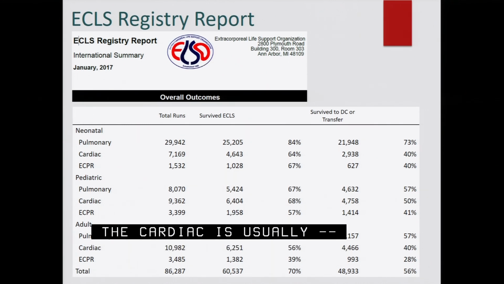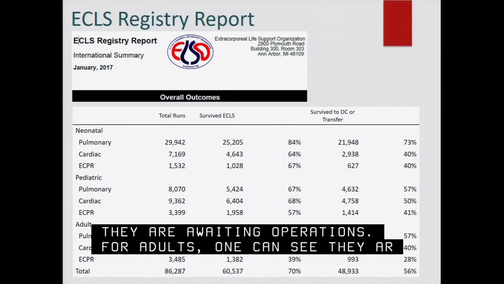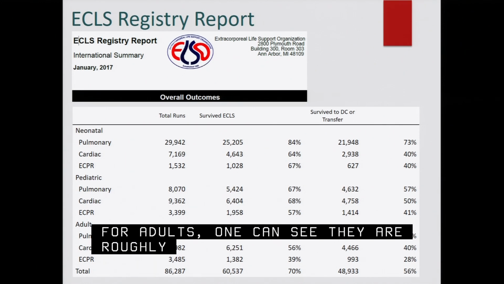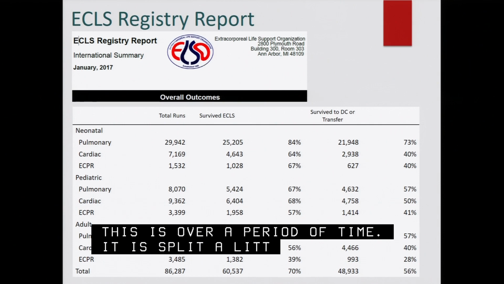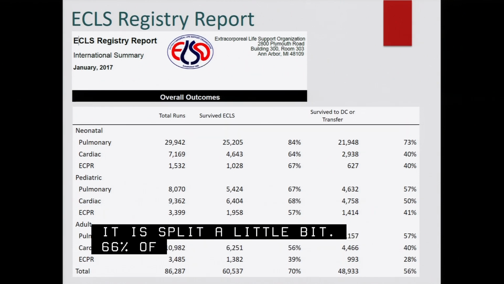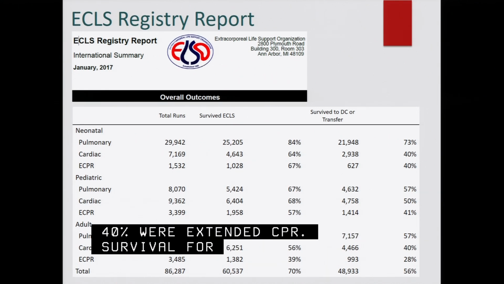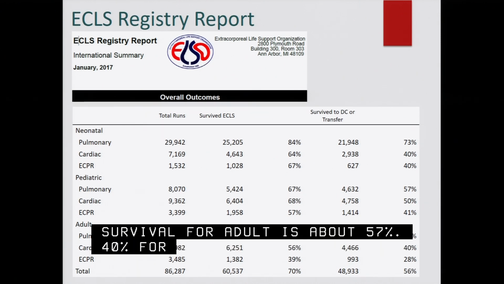For adults, one can see that there are roughly 25,000 runs of ECMO that occurred, and this is over a long period of time. This is not per year, but over a period of time. Again, split a little bit, 66% of these were pulmonary, about 56% were cardiac, and about 40% were extended CPR. You can see the survival for adults undergoing pulmonary ECMO is about 57%, 40% for VA ECMO, that is cardiogenic shock and things like that, and much lower, about 28% for eCPR.